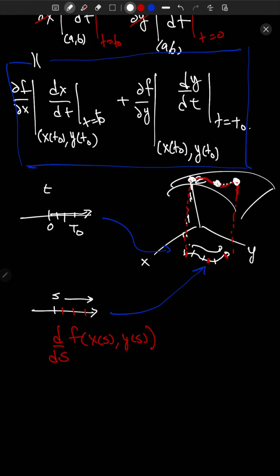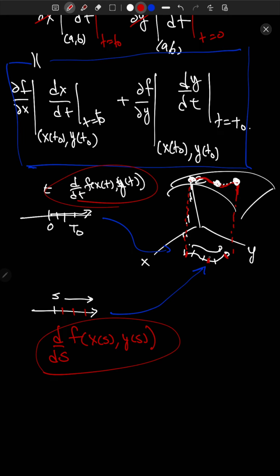Okay, so that's going to affect the derivative, of course, compared to the derivative over here of d/dt f of x of t, y of t. All right, so that's one thing to notice. The parameterization of the curve matters. Okay, it's going to affect this overall derivative. Why did I want to make this small comment?